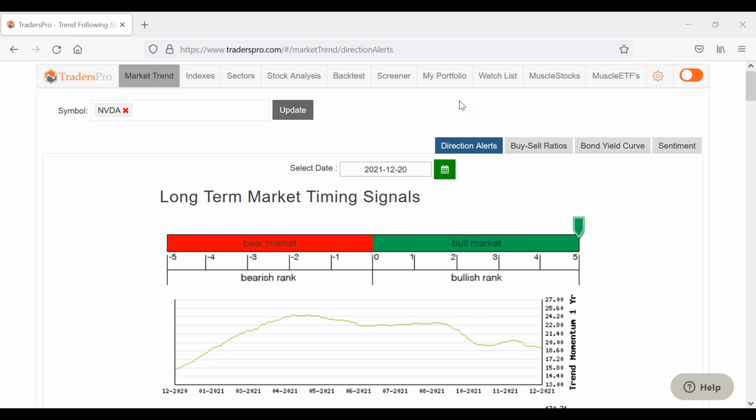But we want to recognize the conditions we're in, the trend we're in. If we're in a downtrend in the market, we don't want to be buying a lot of stuff. We want to be getting more of a cash position.